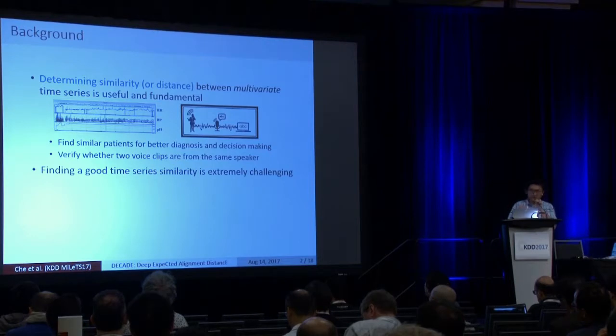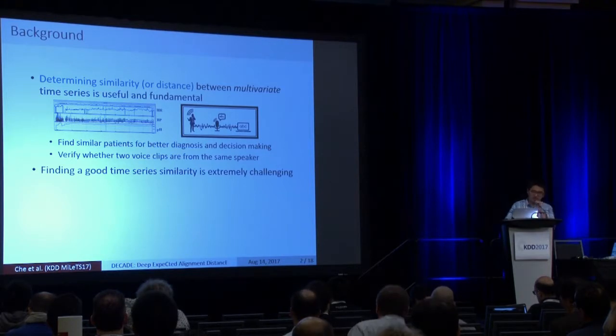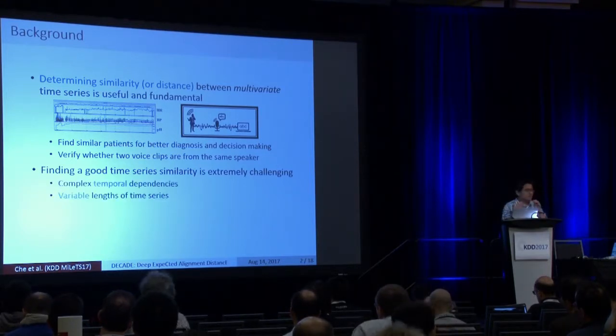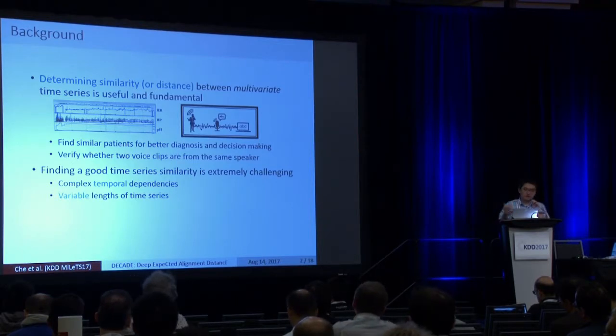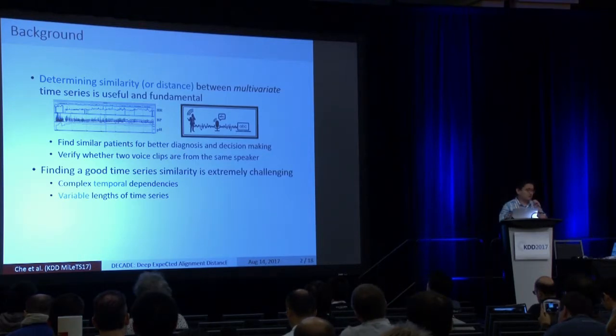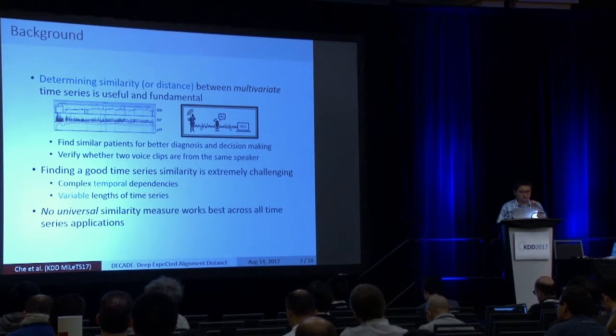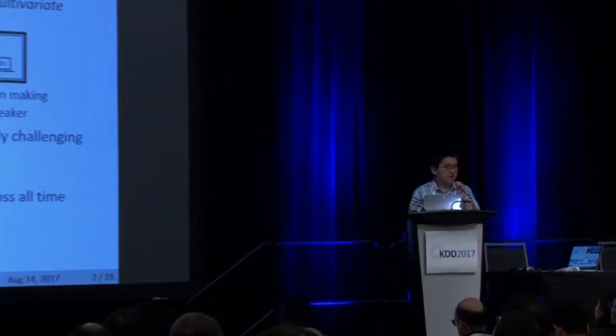However, finding a good time series similarity for multivariate time series is very challenging. For example, there are lots of complex temporal dependencies across the variables. And also, time series usually come with variable lengths, which makes some standard metric learning methods not work for time series data. And also, people have known that no universal similarity measure can work best across all the applications for time series data.